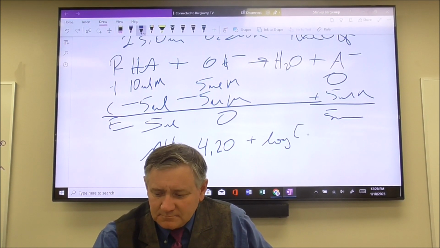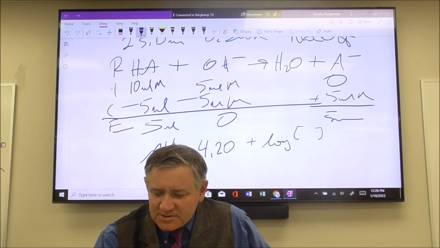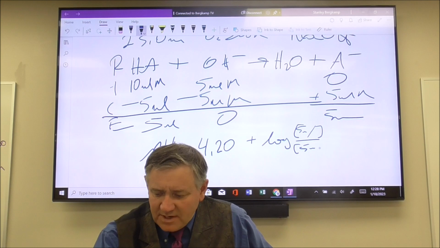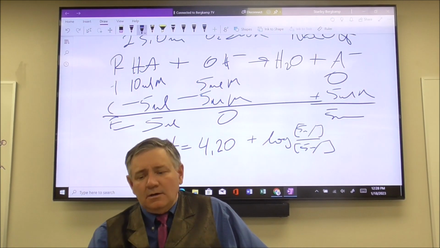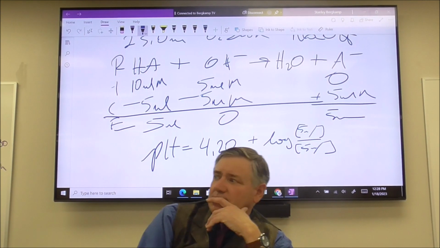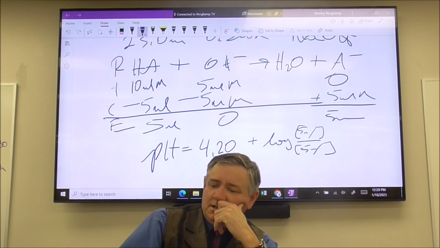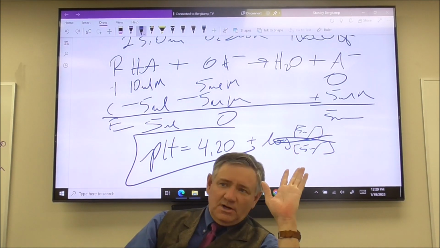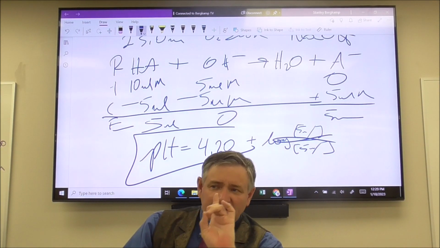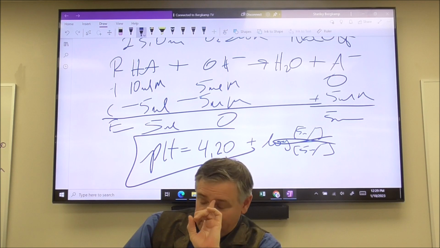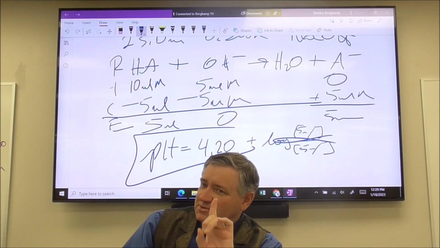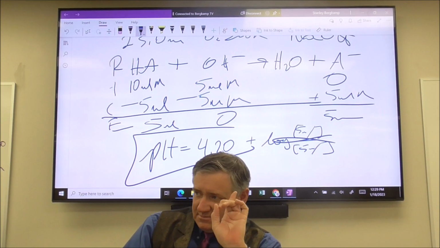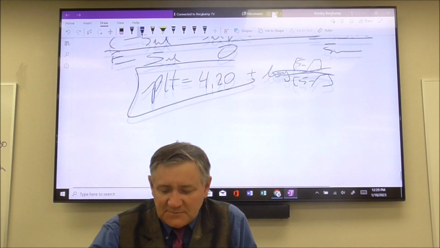Now, my anion concentration is going to be 5 millimoles divided by the total volume, and the acid is also 5 millimoles divided by the total volume. You're taking the log of 1, which is 0, so that goes away, and pH equals pKa. Don't have to do the math. Now listen to me very carefully. That only works when it is exactly half neutralized.